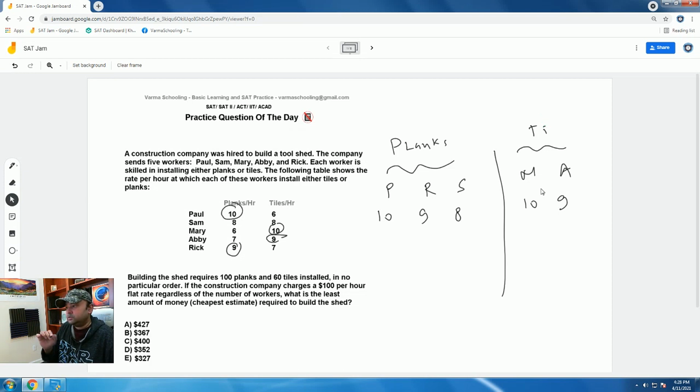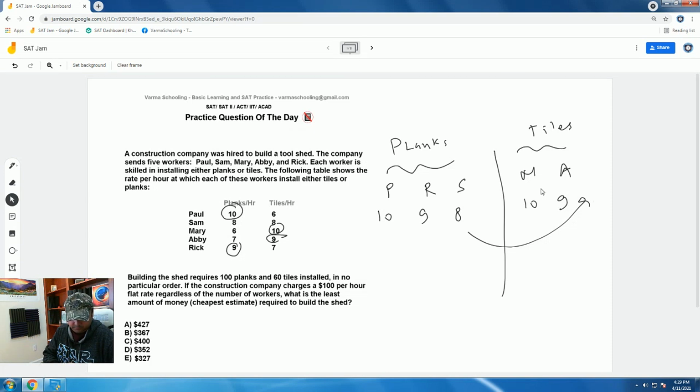Okay, so that seems to be a good combination to do. Whether it's the best or not, we won't know that yet until we move Sam to this side and see. Sam is the wild card here. Will that be a better rate? But we know that we don't want them all working at the same task at the same time, because you have wasted potential. Because if Paul is wasting his time working on tiles, that's wasted potential. So we don't want that. So for the best optimization, we need our best workers working on the best tasks.